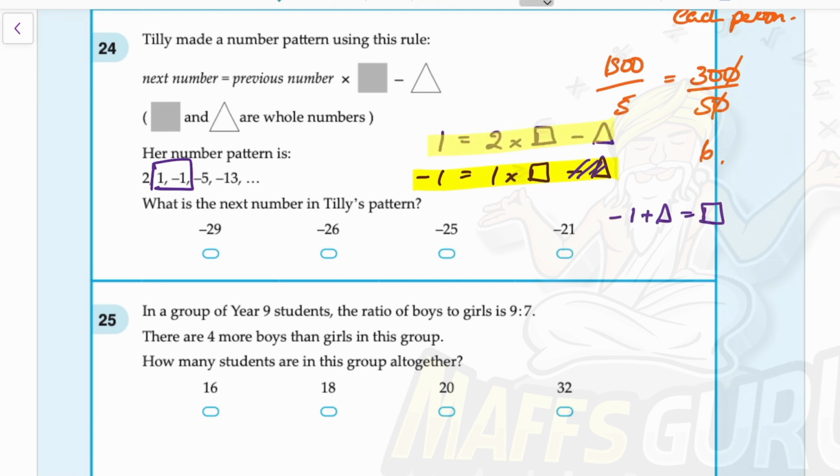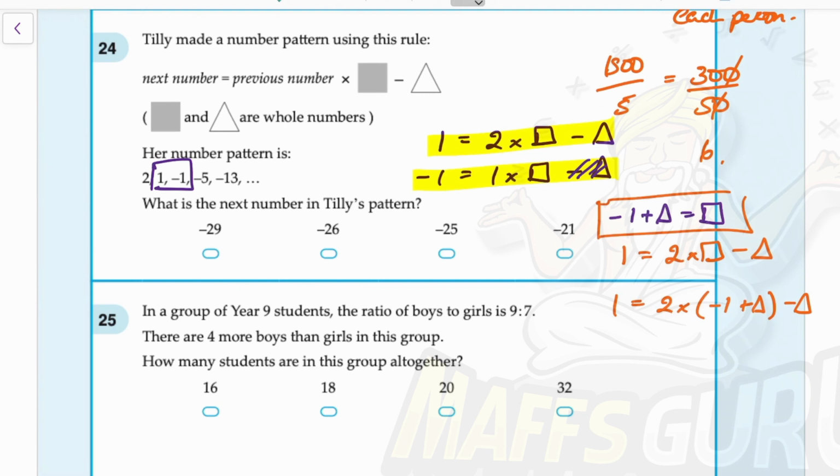So using this example here, we're going to substitute. We know that 1 is equal to 2 times square minus a triangle. Well, we know that a square is now the same as -1 plus a triangle. So it becomes 1 is equal to 2 times (-1 plus a triangle) minus a triangle. So we multiply that out to become -2 plus 2 triangles minus a triangle. Add 2 to both sides is going to give me 3. And 2 triangles minus a triangle gives me a triangle. So a triangle is 3.